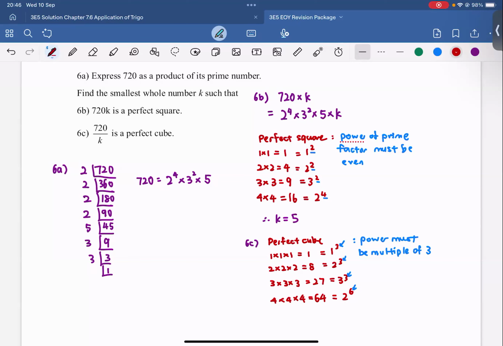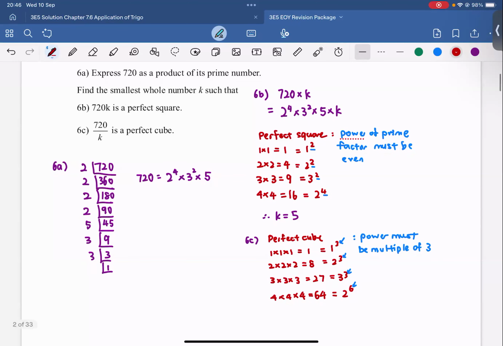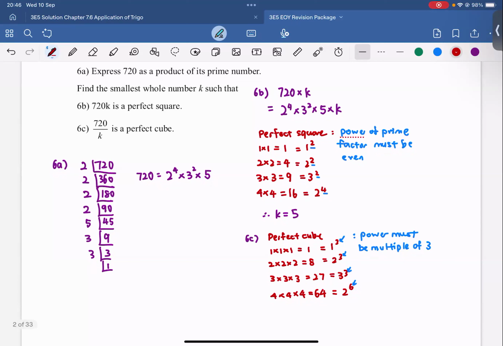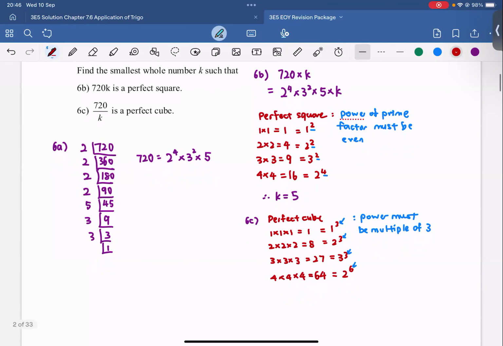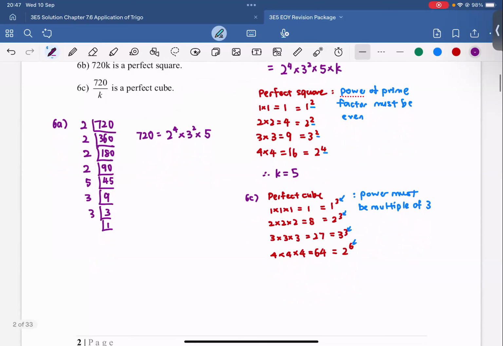Who said 2? Oh my goodness. Sounds like Raiden. Okay, the power must be a multiple of 3. So let's take a look at 720 again. Now it's 720 divided by k. So 720 is 2 to the power 4 times 3 squared times 5.